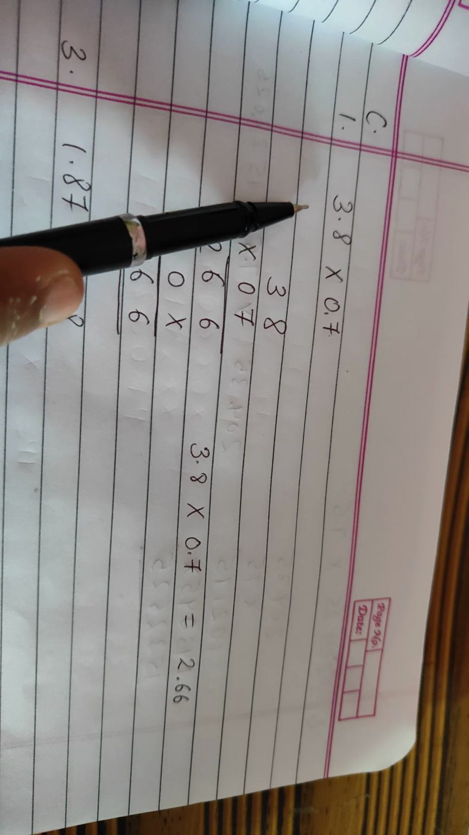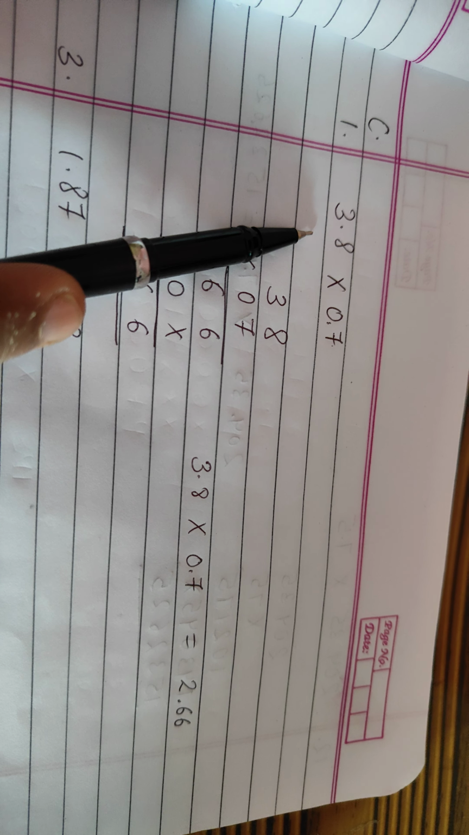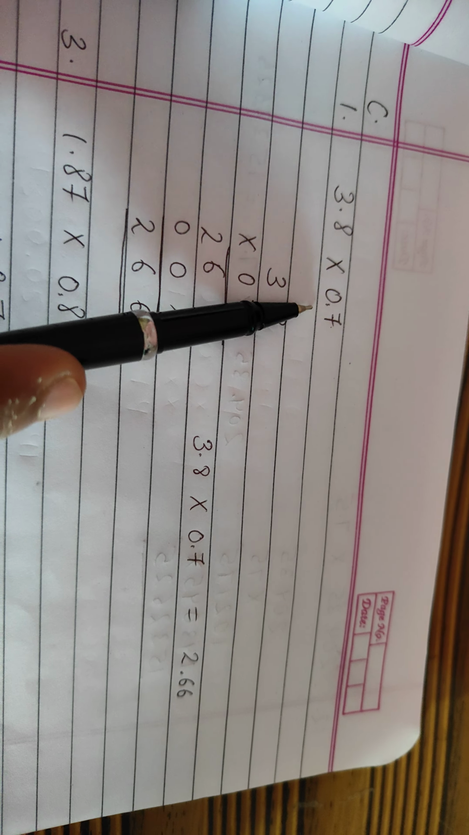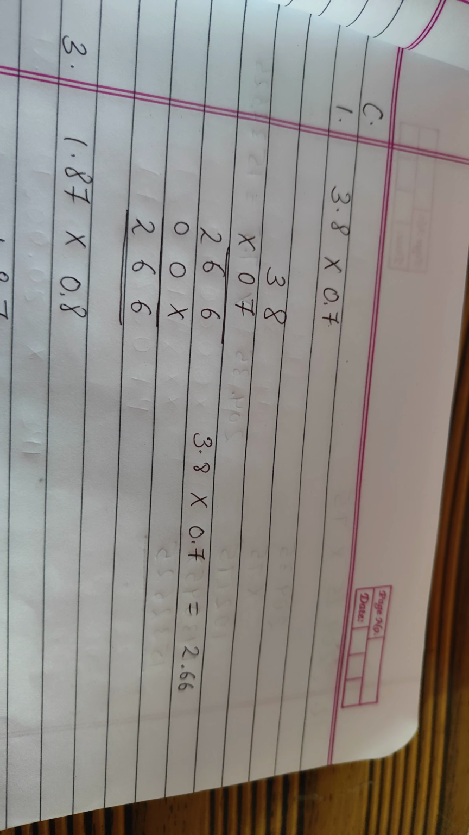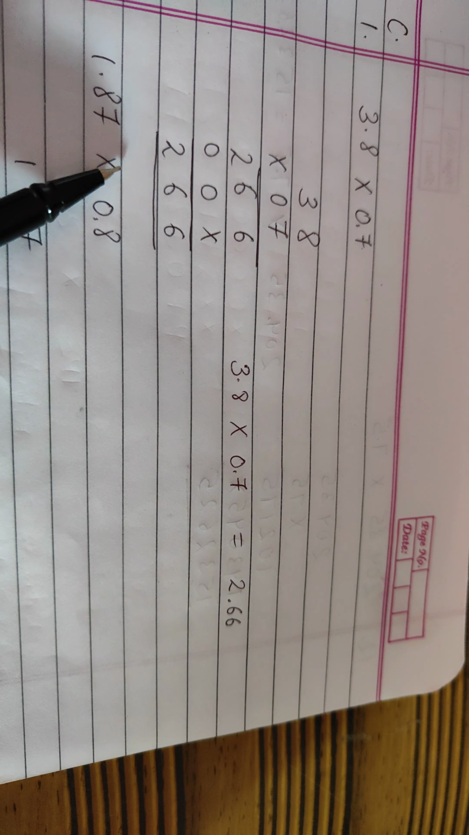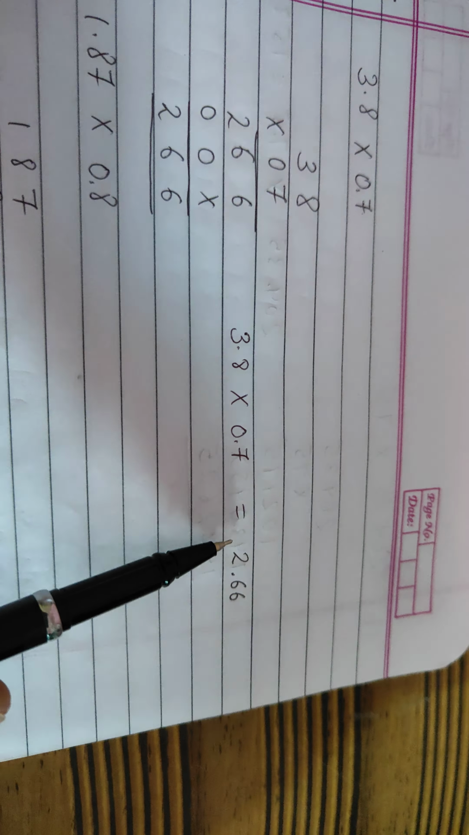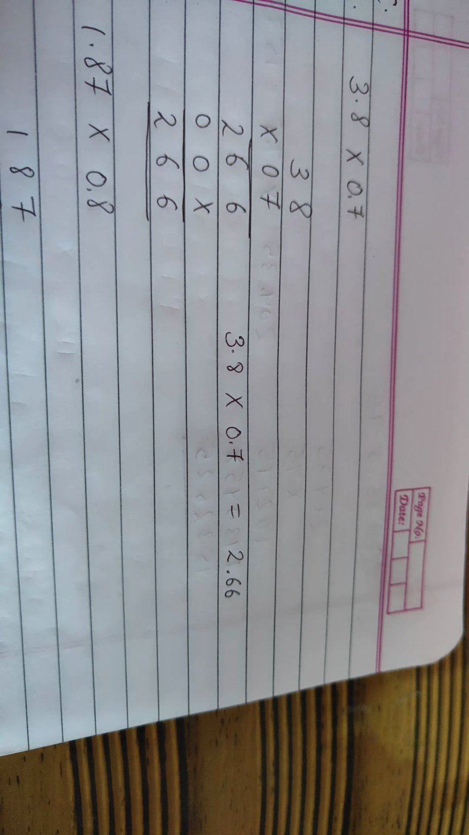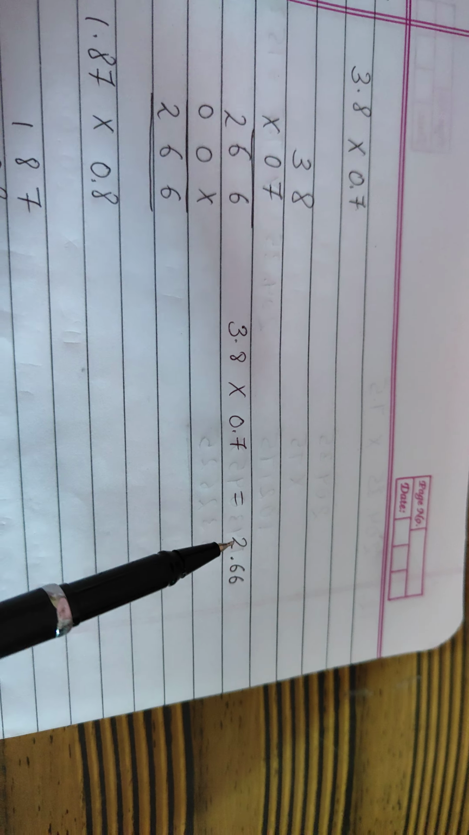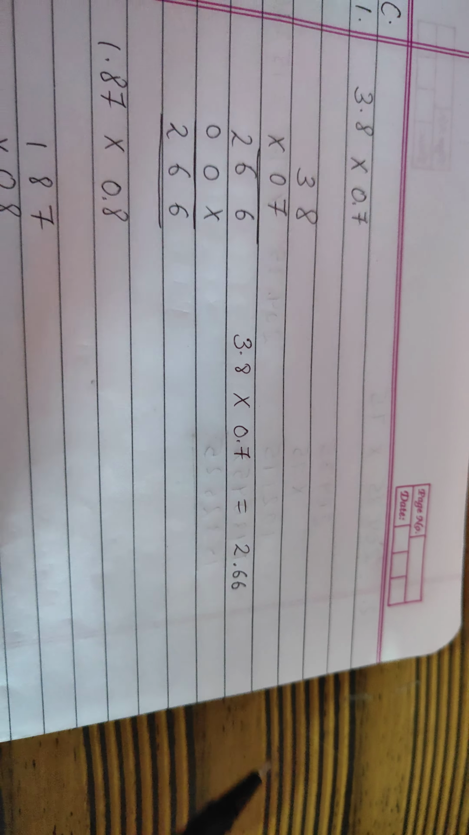Now if you see here, in 3.8 we have one decimal place, and in 0.7 we have one decimal place. So 1 plus 1, in total how many decimal places do we have? We have 2 decimal places, right? The product which we are getting here is 266. So in this we will insert the decimal after 2 decimal places. So it will become 2.66.